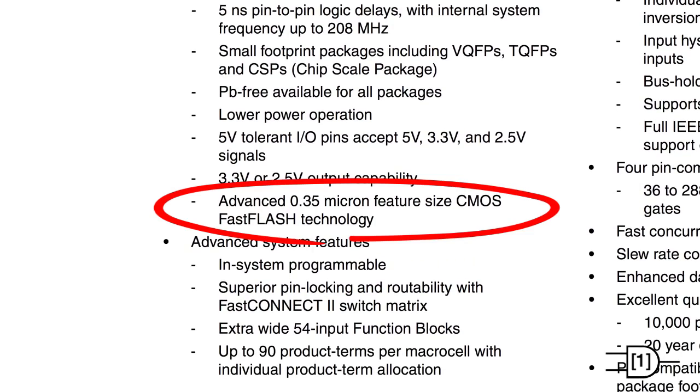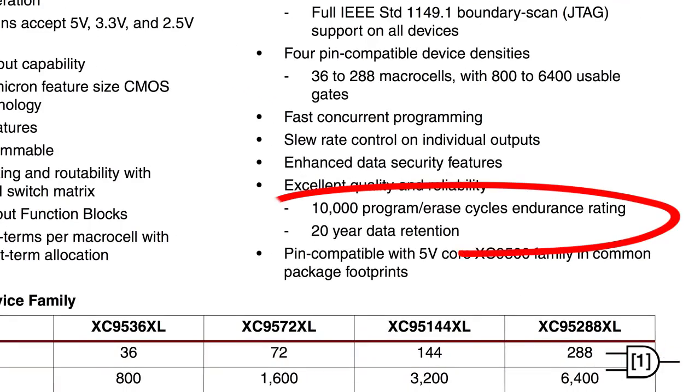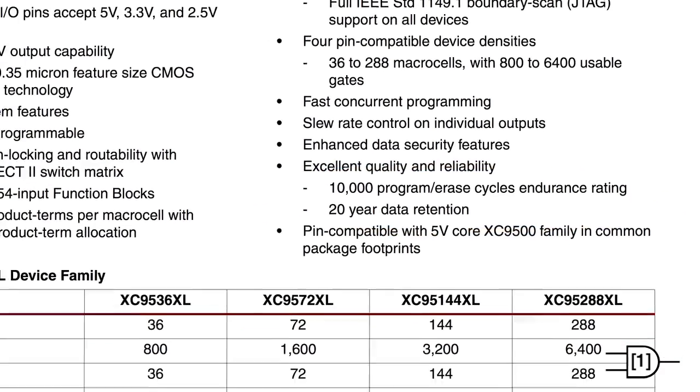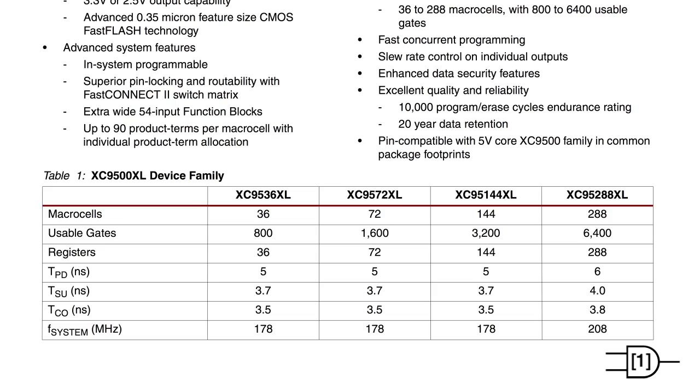This is a device with flash cells for routing. It is reprogrammable. 20 years data retention is good, as is 10,000 programming cycles endurance. Note the limit in the amount of logic: 288 macro cells, 6,400 gates, 288 flip-flops. The speed is also limited to 208 megahertz. This device has up to 192 I/O pins, so lots of I/O per register, almost 1-to-1. This is an I/O-rich device, unlike an FPGA, which would be register-rich and I/O scarce.